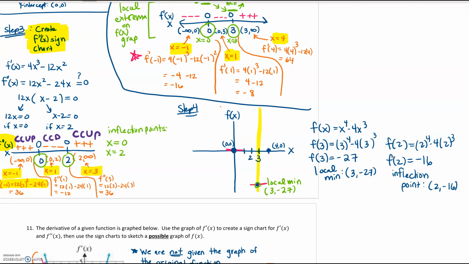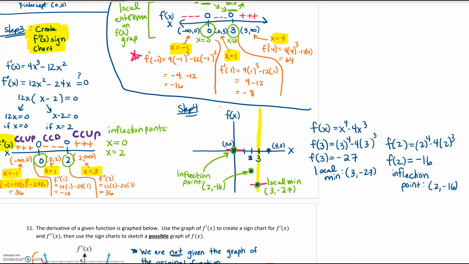So I'll go to 2 on my x-axis, and I'm just going to eyeball somewhere in here. We're going to label that to make it really clear that this is my inflection point, and it's occurring at 2, negative 16. Okay. And again, we have another inflection point up here, but that one's at the origin. And then I just need to connect this using my concavity.